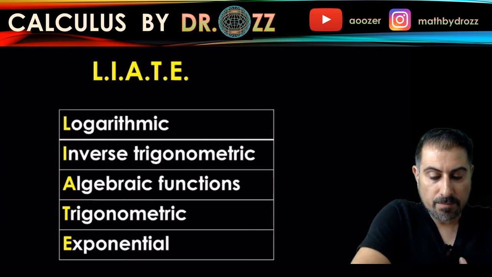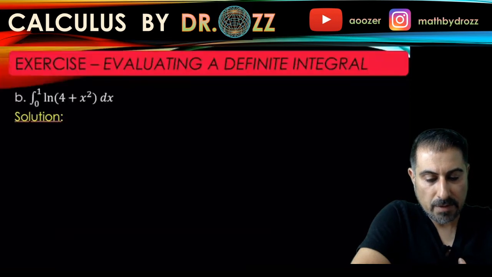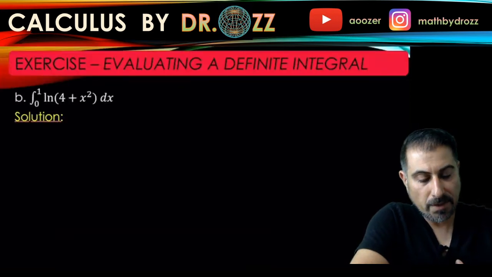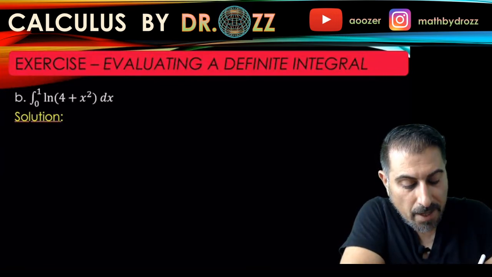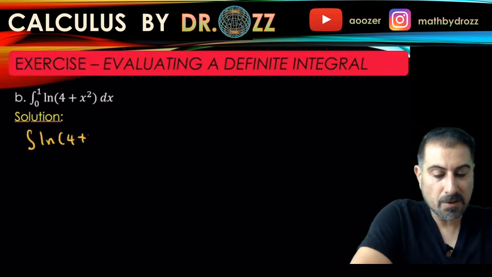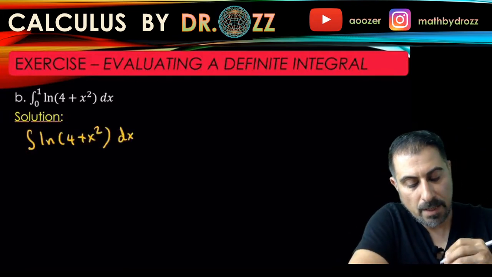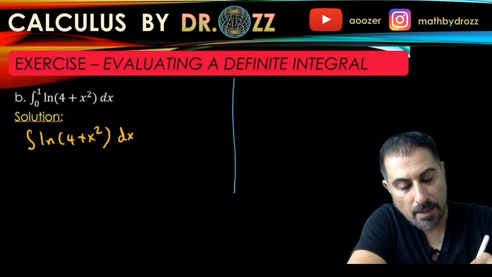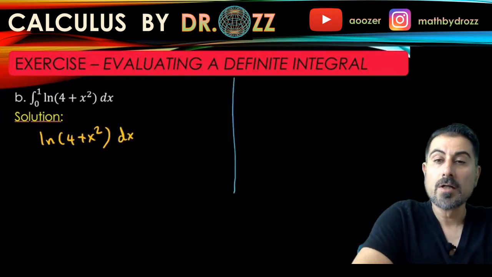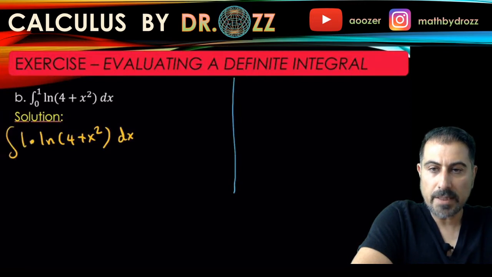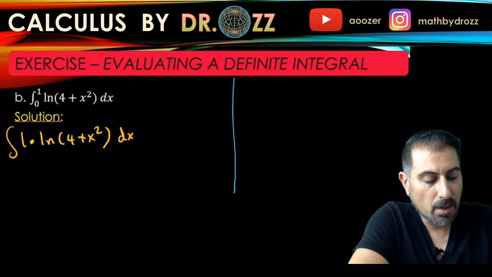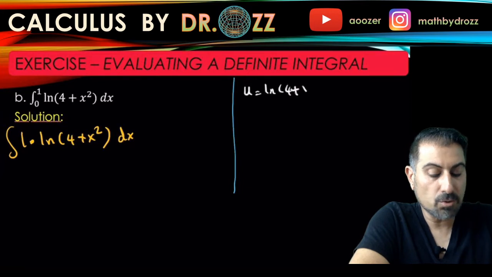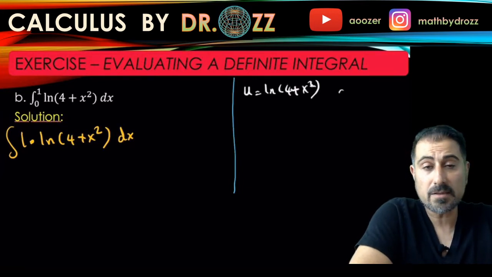Okay, so again, first, by the way, let's take care of the indefinite integral. I'm interested in first finding the antiderivative of this function. For that reason, I'm going to put a hypothetical 1 here so that I have logarithmic against algebraic. The logarithmic one is the one that I'm calling u. So ln(4 plus x squared) is u, and then dv equals 1 times dx, which is just dx.